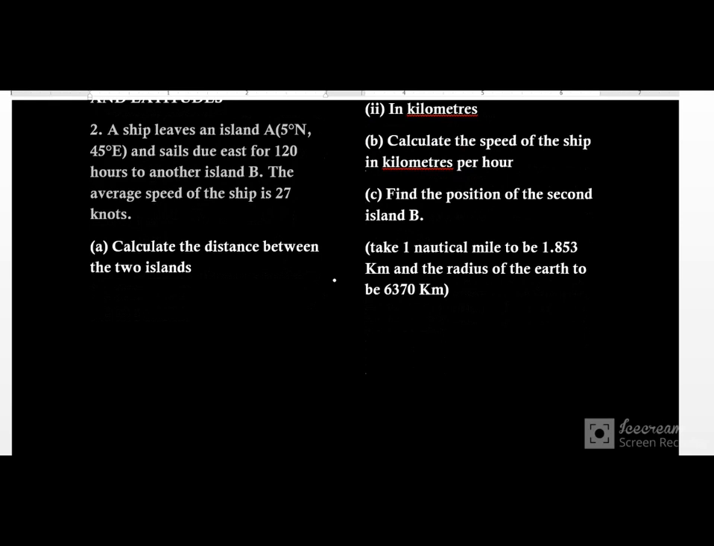But one thing we know is that distance is equal to time times speed. So we have time, which is 120, times speed, which we have been given in knots. If it is in knots, it means the distance is in nautical miles. So times 27 gives us 3240 nautical miles. So we now have distance in nautical miles.